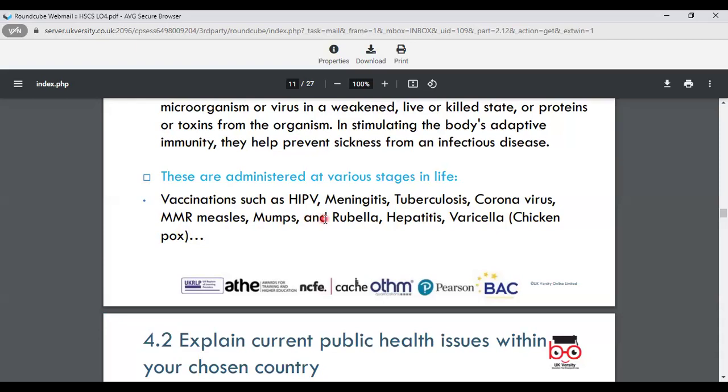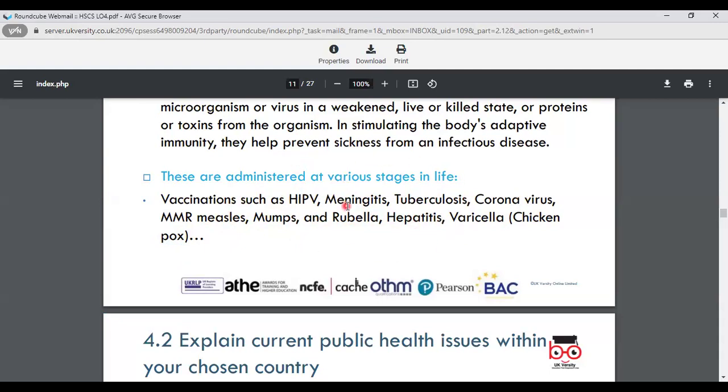So vaccination is for HIV, this is for pneumonia, this is for meningitis, this is for tuberculosis, coronavirus, measles, mumps, rubella, measles alone, mumps. Okay, so this is measles, mumps, rubella, and MMR. Hepatitis, varicella, this is for chickenpox. So they're administered at different stages in life.